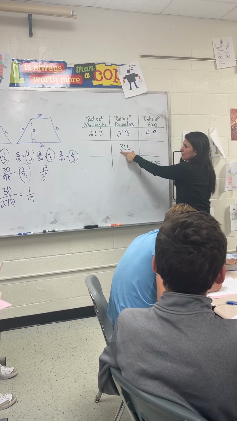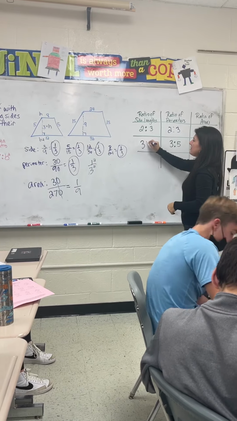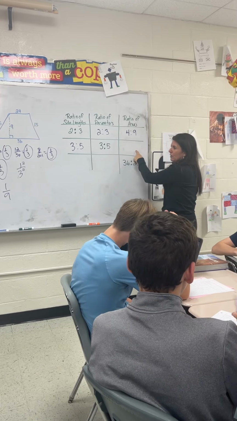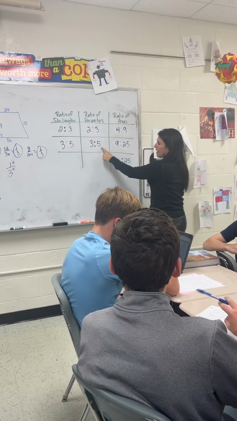Perimeter ratio of 3 to 5. What's my side length ratio? 3 to 5. They're exactly the same. What's my area ratio? 9 to 25. Square this, that gives me 9. Square this, that gives me 25.